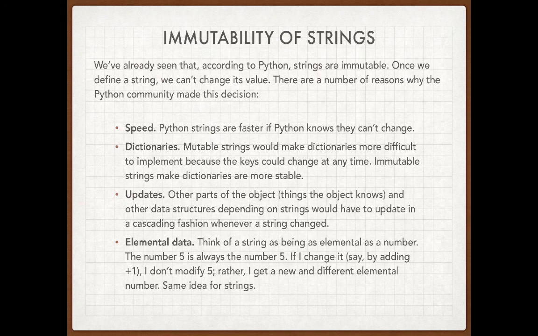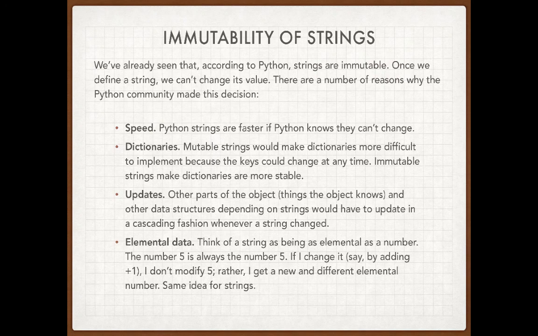If a string could change at any time, that means that dictionaries would need to update themselves constantly in the event that strings changed. So if the string is immutable, that makes dictionaries as a data structure more stable because you don't have these kind of cascading updates. And so same with the inner parts of the string.